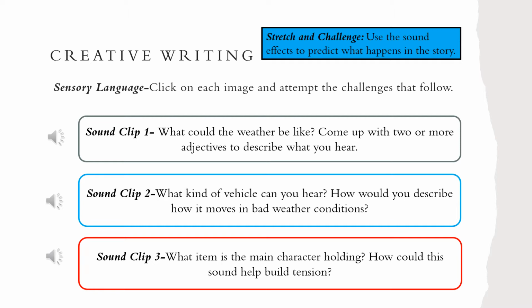For the third one, sound clip number 3, we need to think about what item is the main character holding and how could this sound help build tension. Okay, so the first one we're going to start off with then is sound clip number 1. If you need to pause the video at any point and take your time to go through these questions and really think carefully about the things you're hearing, please feel free to do so.